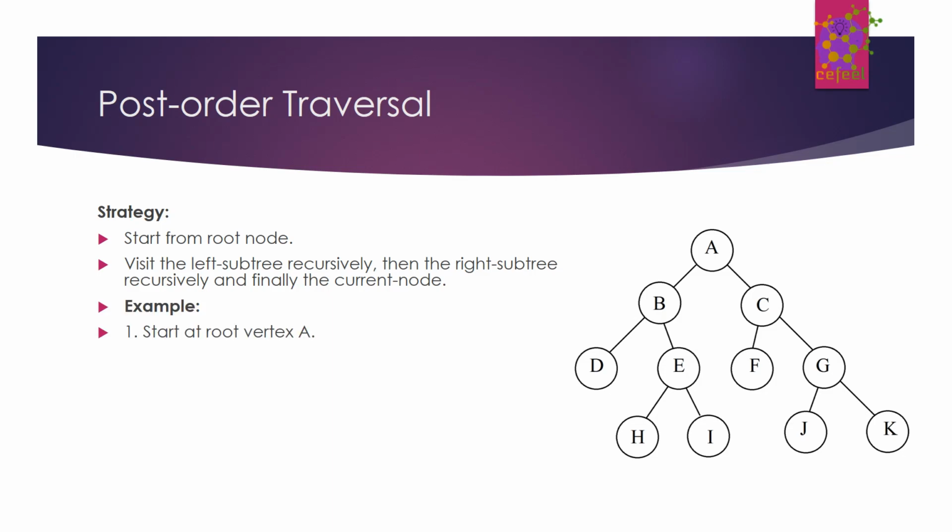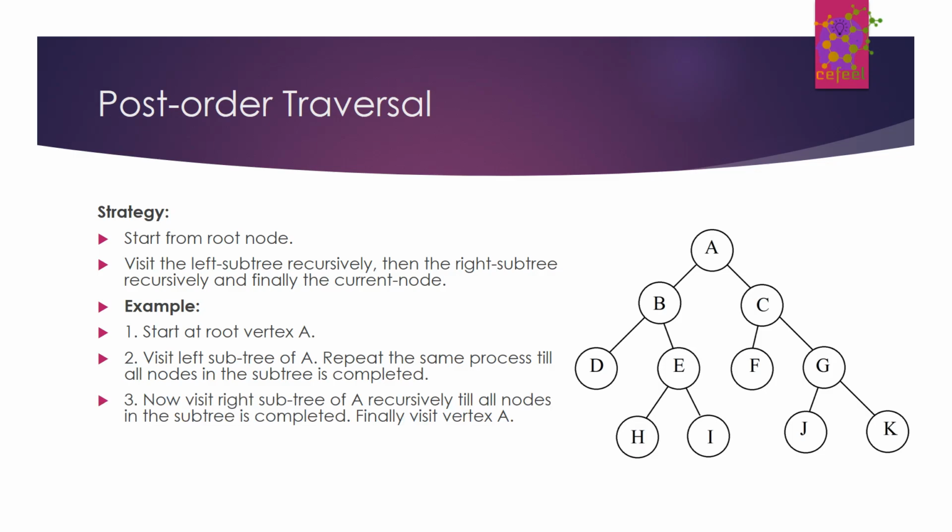So we start at root vertex A, we visit the left subtree of A, and we recursively visit the left subtrees of the root nodes that we figure out, and we complete the left subtree. Now we go to the right subtree of A and recursively complete visiting all its nodes. And once we have visited the left subtree of A and right subtree of A, we finally visit vertex A. So vertex A is output at the last. So let's apply it to the tree that we have here.